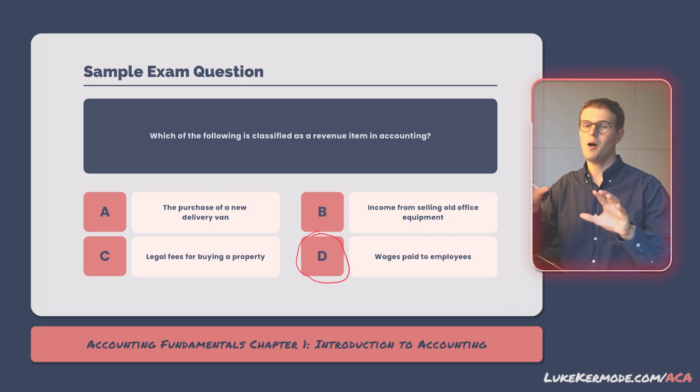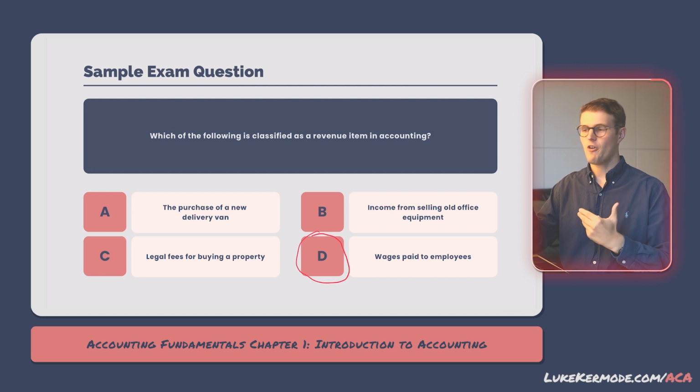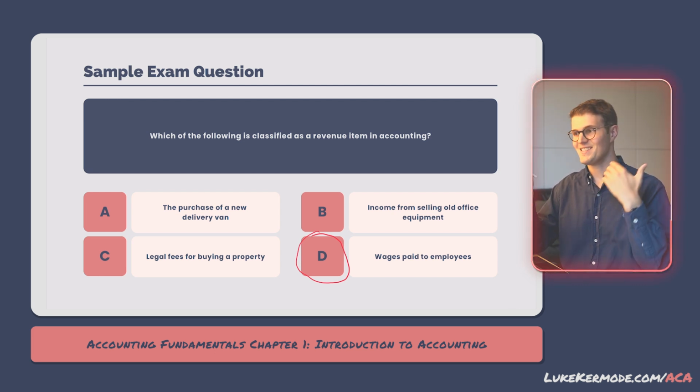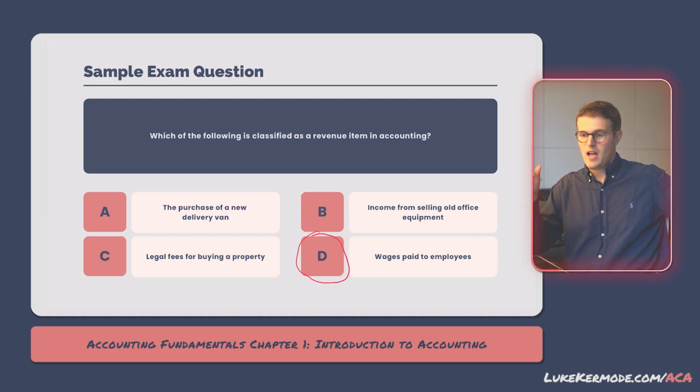This is a classic example of revenue expenditure because wages relate to the day-to-day running of the business, and therefore wages aren't capitalised, they're not treated as an asset on the balance sheet, they're just treated as expenses and they go through the income statement immediately.